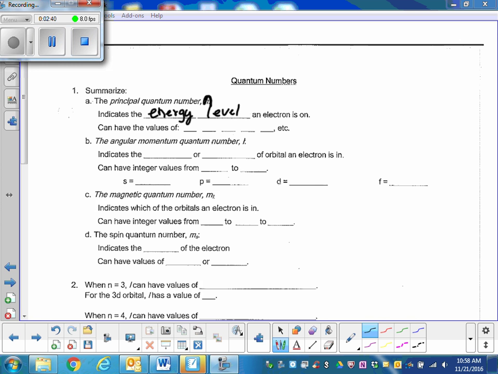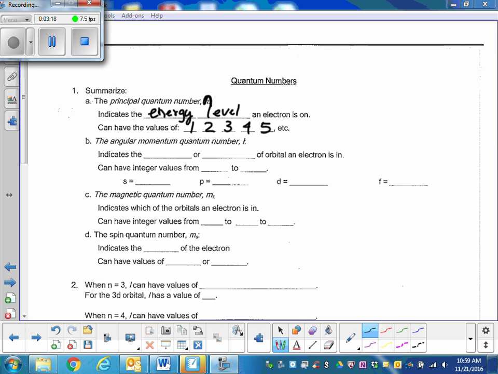All right? And when you're trying to solve for the energy level, the distance that the electron is from the nucleus, n can have values of 1, 2, 3, 4, 5, etc. Guys, please realize that n cannot have a value of 0. The distance from the nucleus may not be 0. It is only whole numbers 1, 2, 3, 4, 5.